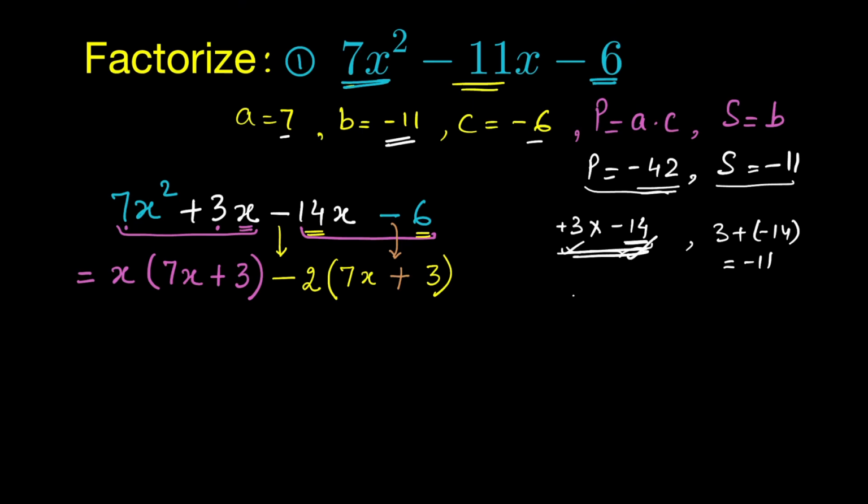If you have done everything correctly till this step, you will get 7x plus 3, like we got, as the common factor. So 7x plus 3 we factor out. Now what is left? It is this x, so we write x here and then we write this one as minus 2. So the factors are 7x plus 3 times x minus 2.